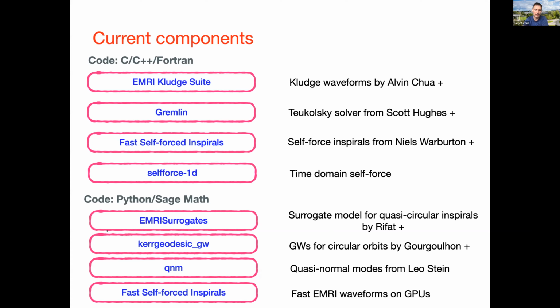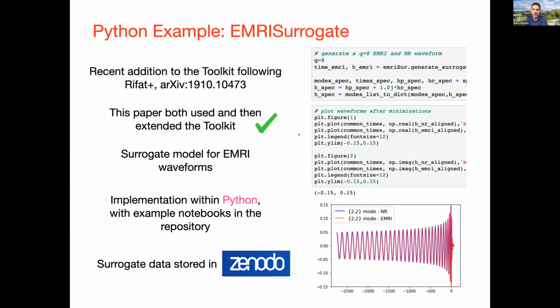Just to pick one of these, without going into too much detail, let's take the EMRISurrogate. This was one that we really like to highlight because it has a couple of nice features. It was quite recent, at the end of 2019. What we were really happy about was that the paper used the toolkit to do part of the calculation described in the paper, but then they also extended it and contributed their extensions back in. So it really was a win-win for everybody in that situation. This code produces a surrogate model for EMRI waveforms. It's implemented in Python. There are lots of nice examples and tutorials and data stored on Zenodo, and you can produce these sorts of waveforms.